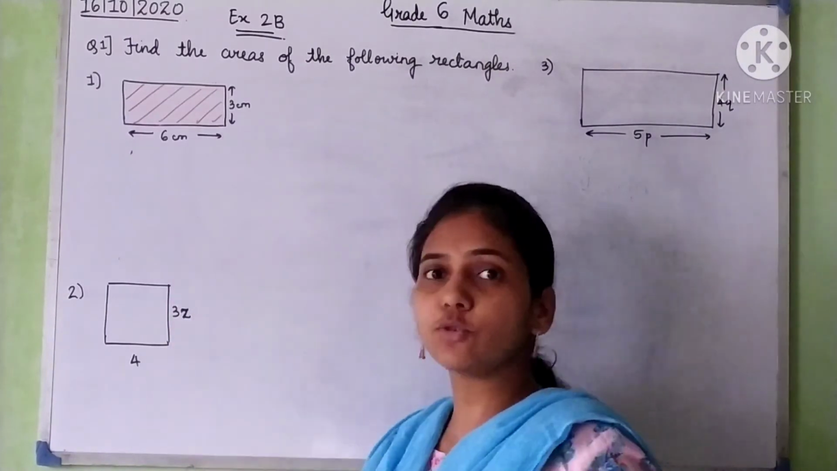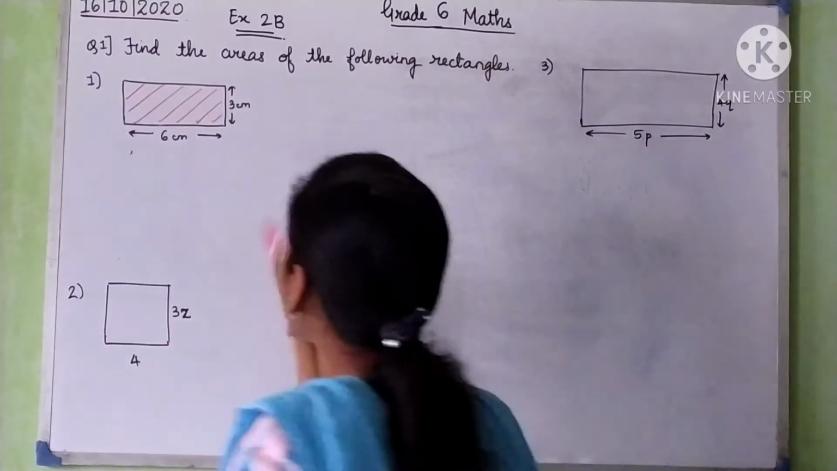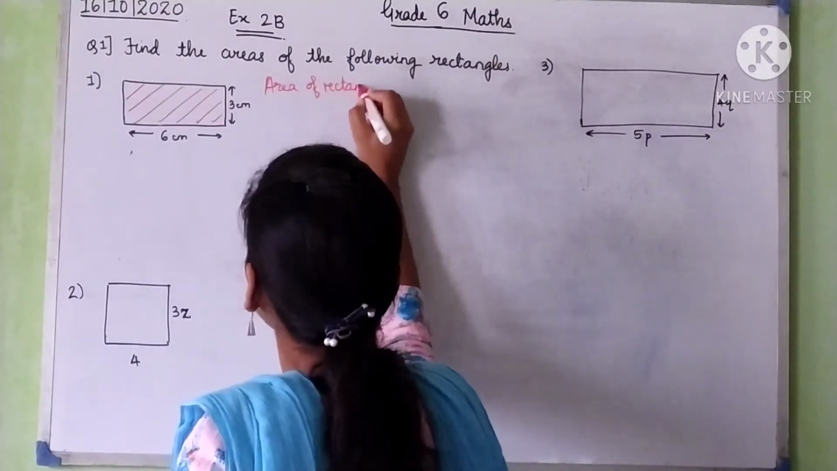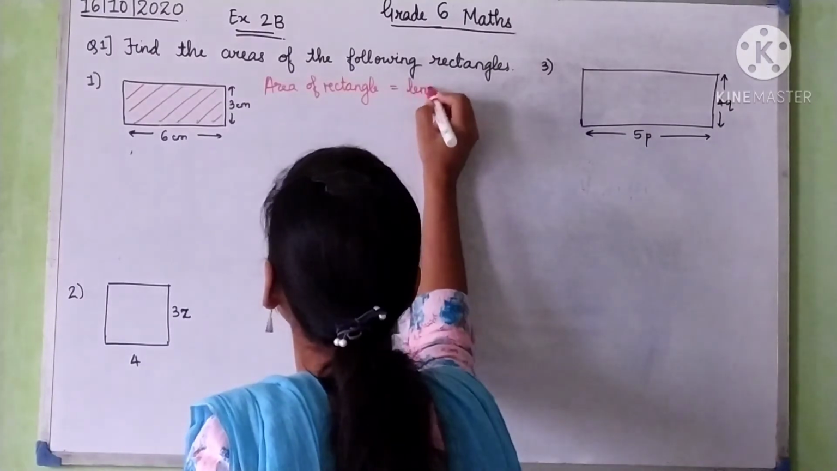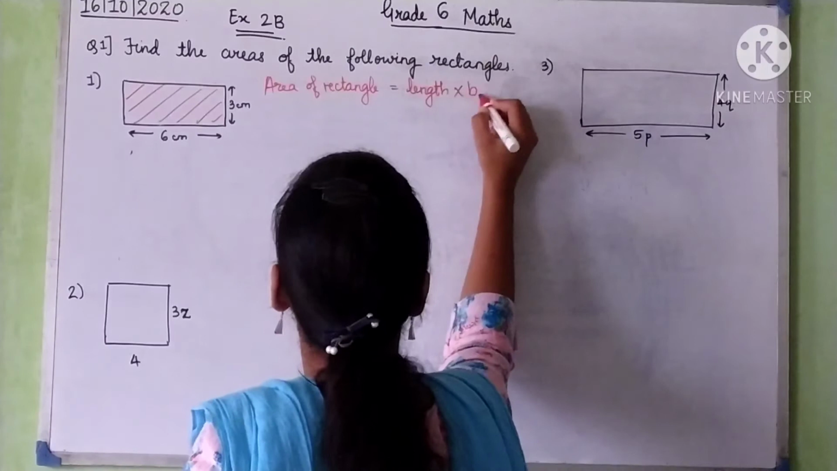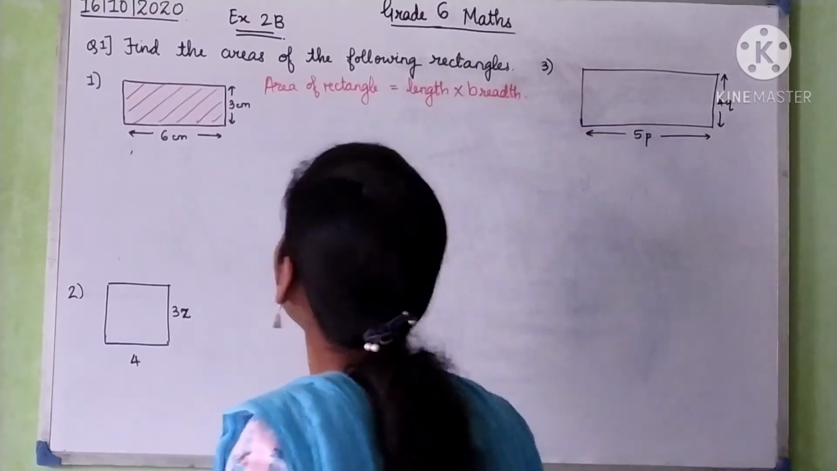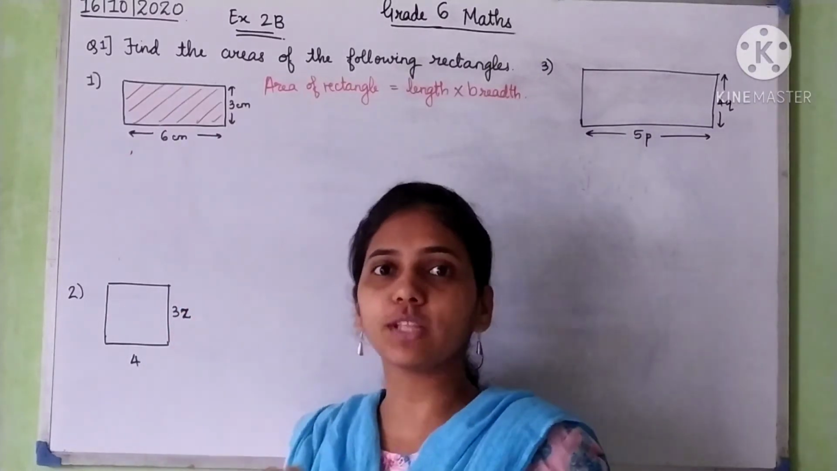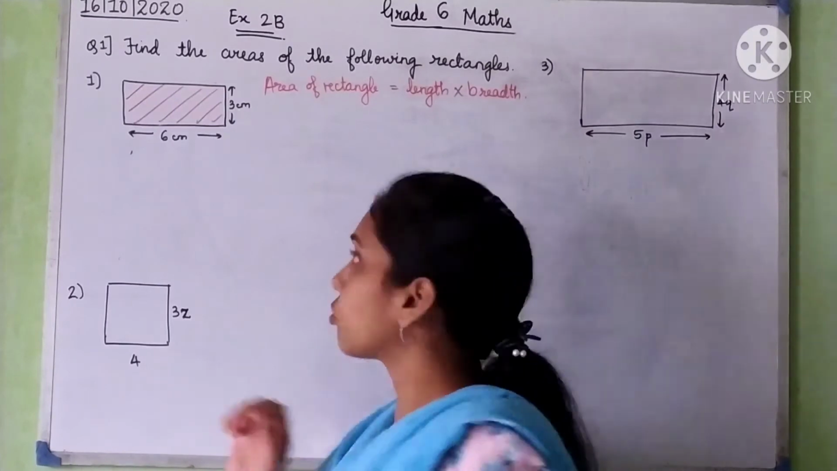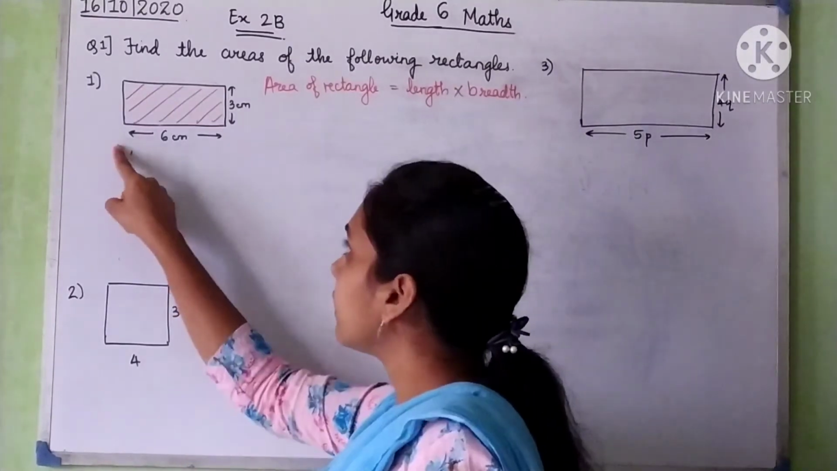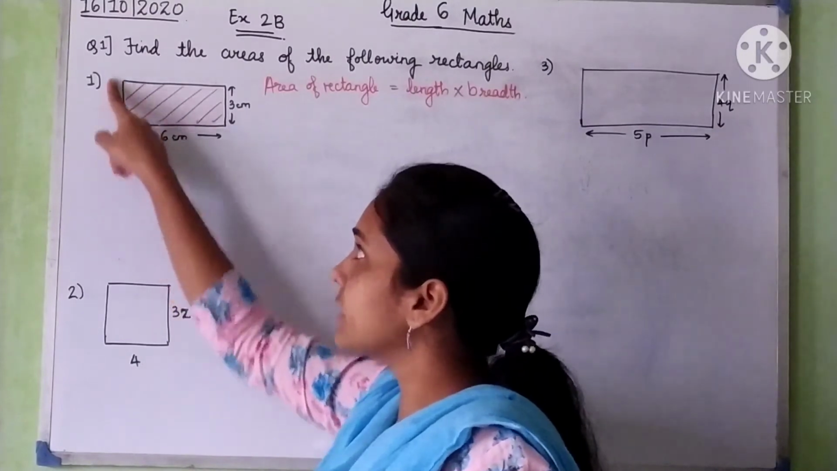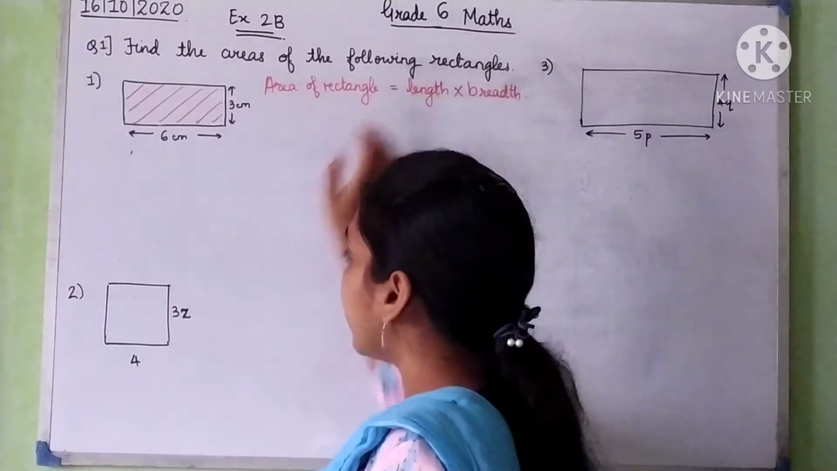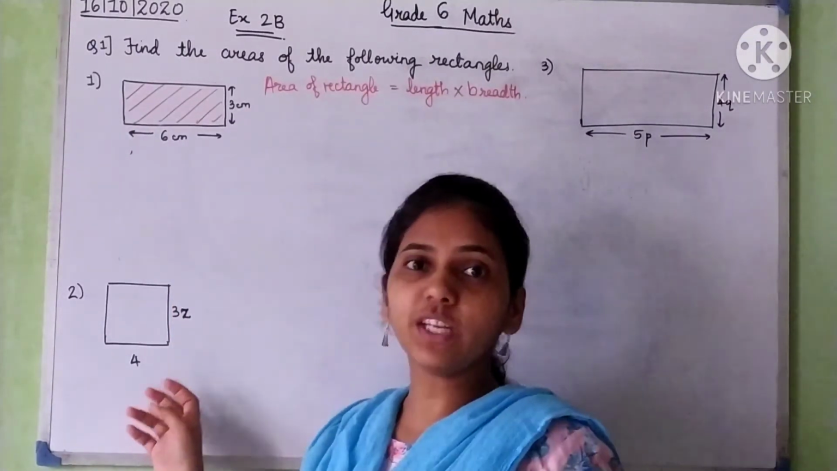The formula to find the area of a rectangle is: area of rectangle is equal to length into breadth, or width. We can call the breadth as width also. For a rectangle, we know that it has a length and a breadth. This is the length of the rectangle, and the shorter side is called the breadth or the width. So we have to find the areas of these three rectangles by the given length and breadth.